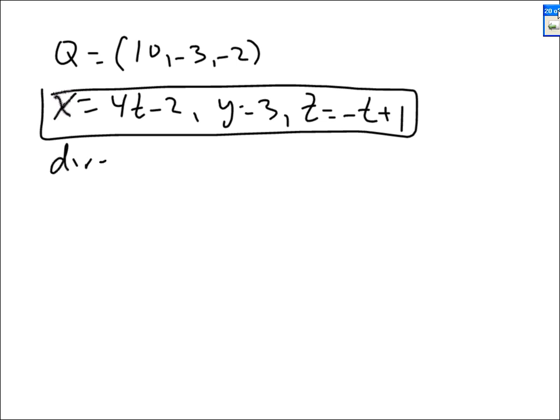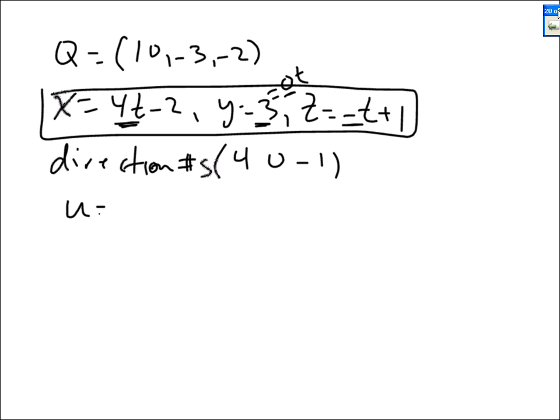First thing you should find is the direction numbers, which are 4, 0, -1. And we turn that into a vector, we'll call it u: 4, 0, -1.